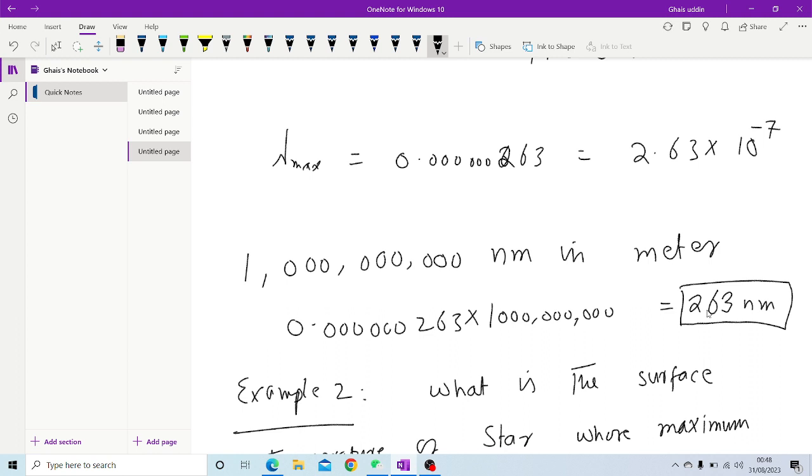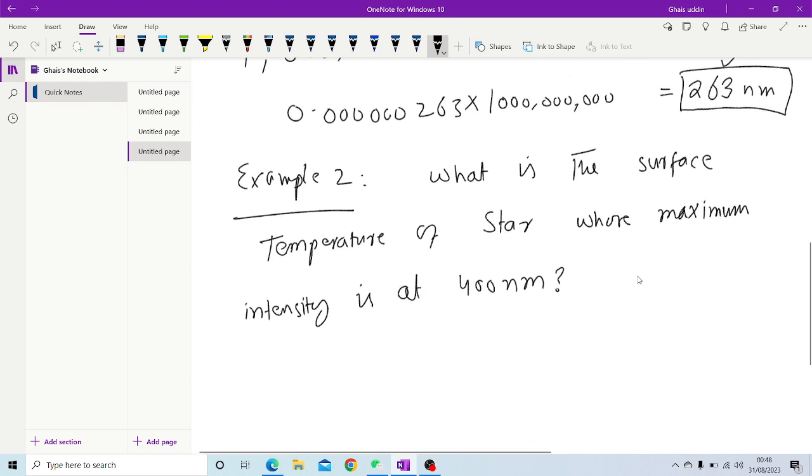So what color would we see with our eyes? For this, the answer is that the wavelength is 263 nanometers, and this is in the ultraviolet part of the electromagnetic spectrum. So our eyes cannot really see any wavelength smaller than around 400 nanometers. So we would not even be able to see this light, this electromagnetic radiation.